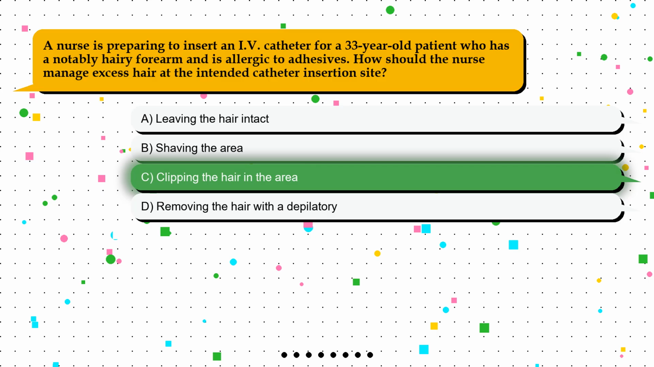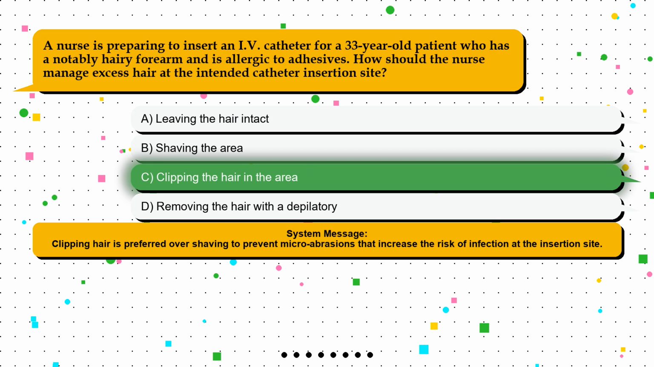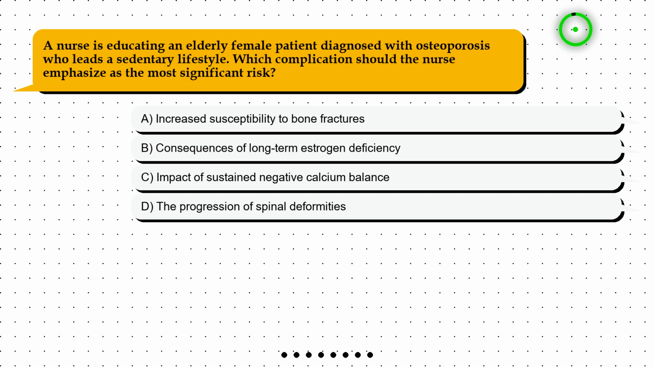The correct answer is option C, clipping the hair in the area. Clipping hair is preferred over shaving to prevent microabrasions that increase the risk of infection at the insertion site. Question 6. A nurse is educating an elderly female patient diagnosed with osteoporosis who leads a sedentary lifestyle.